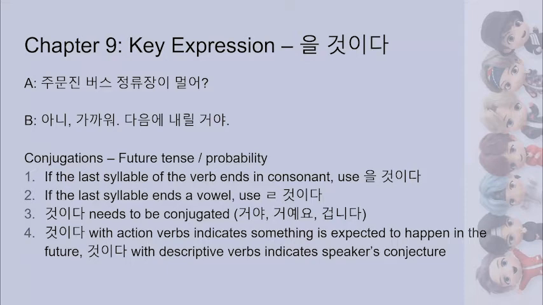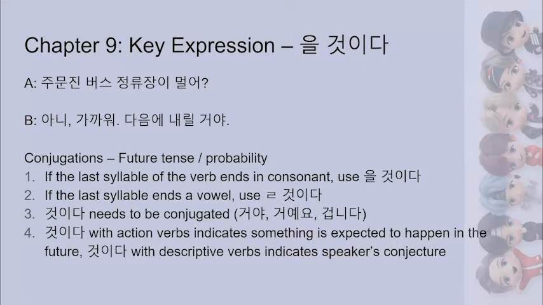This is 올 것이다. So this is future tense, which is also sometimes called probability tense because it doesn't necessarily mean that something is absolutely going to happen in the future. It's more the expectation that something is going to happen in the future. But most people refer to this as future tense for Korean. So the conversation we have on page 52.